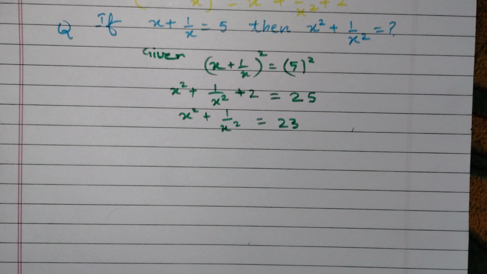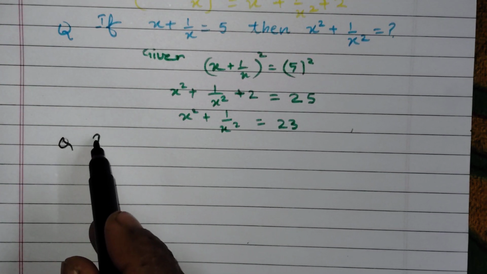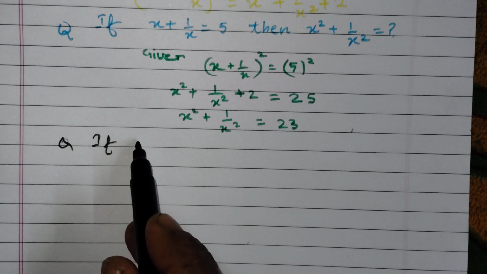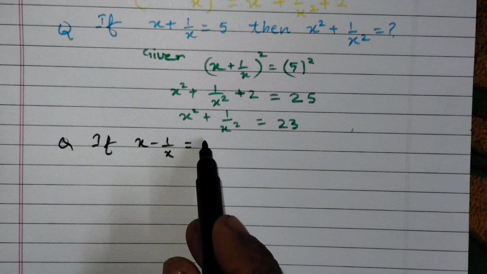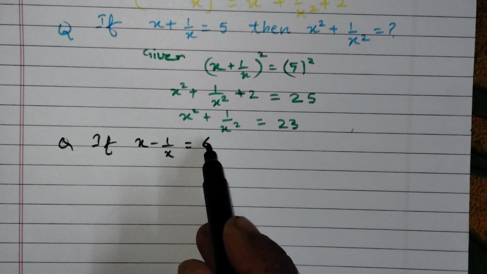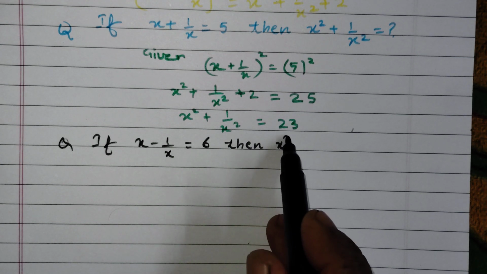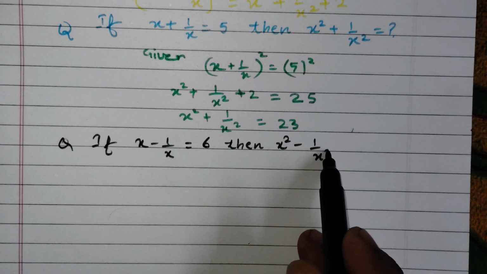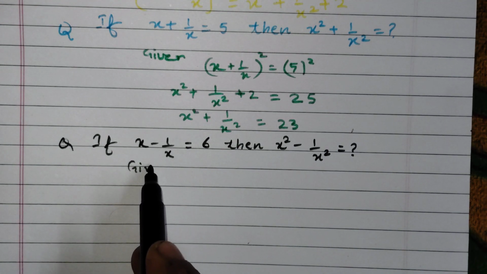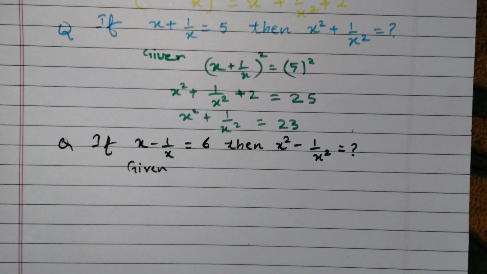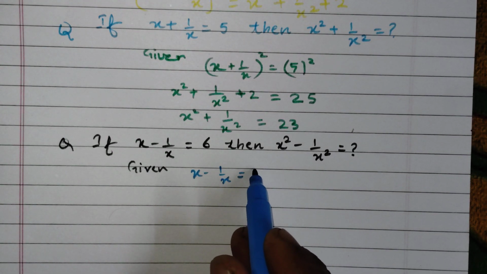Similarly, if the question is related to the minus sign, let us take another question. If it is given x minus 1 upon x equal to 6, then find x square plus 1 upon x square. So here it is given x minus 1 upon x equal to 6.